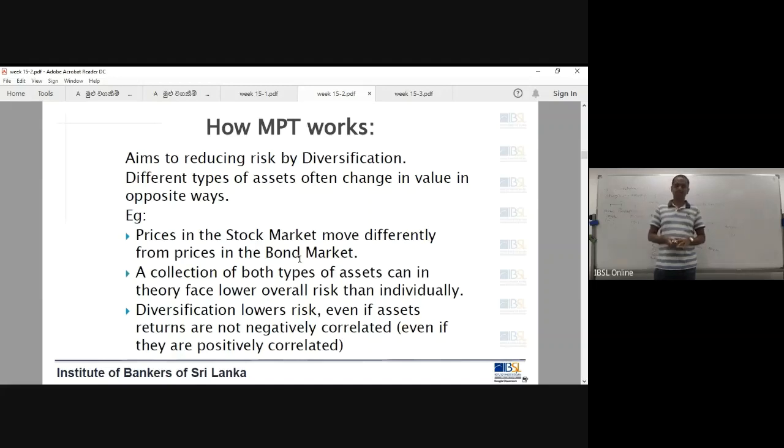Diversification lowers risk, right? Very important point. Diversification will reduce risk, even if asset returns are not negatively correlated. You don't have to have negative correlations. It's very good if you have negative correlation, but as long as the correlation is not perfect positive, you will have diversification, even if they're positively correlated. Anything less than perfect positive will give you diversification benefits.